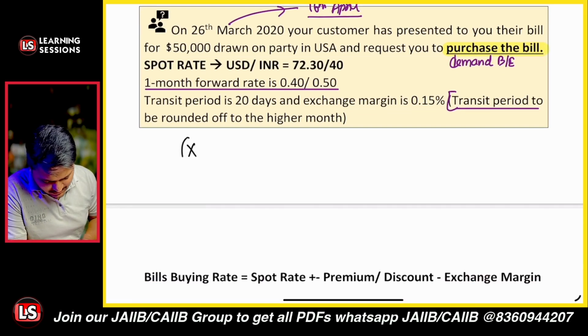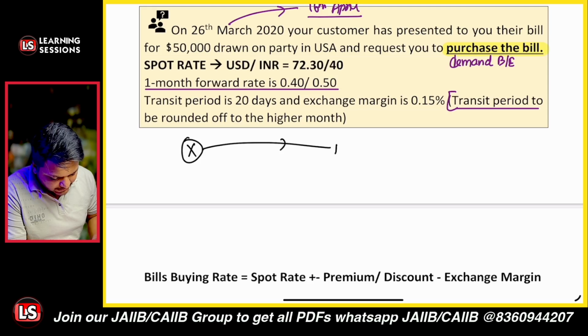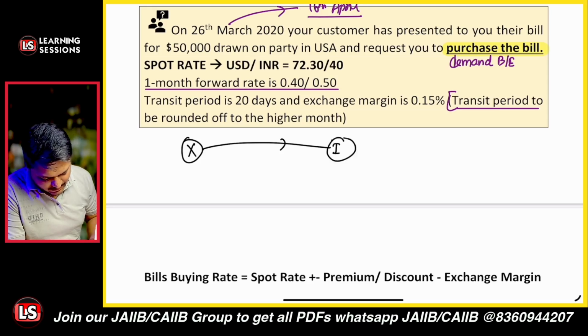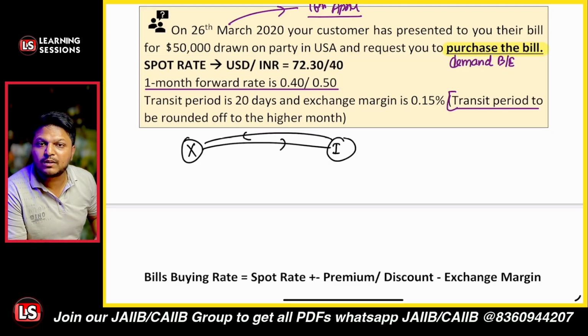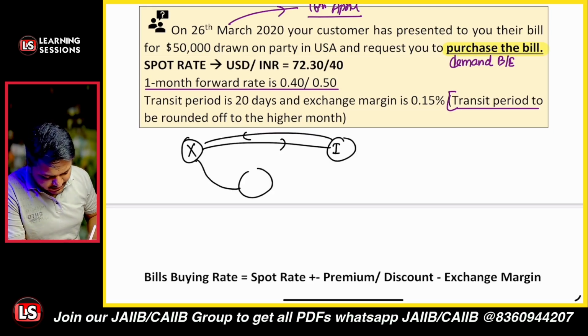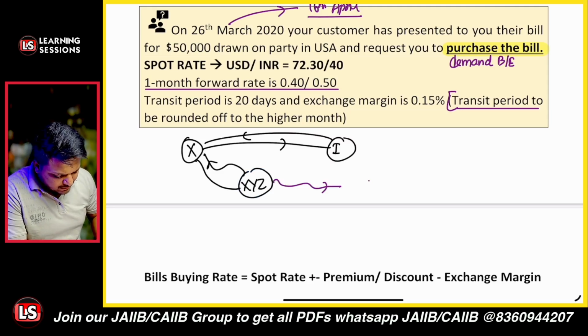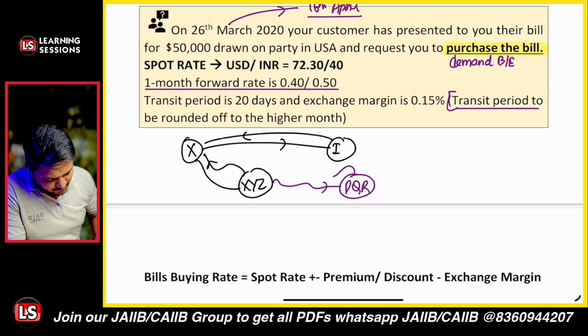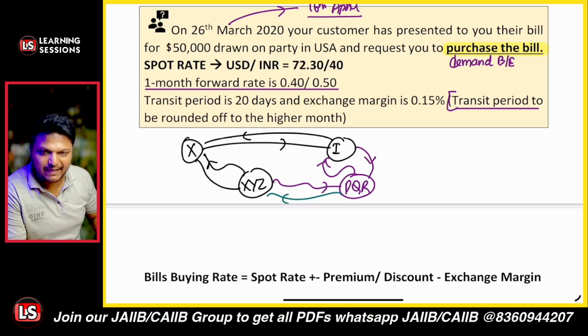Let's say person X is an exporter who draws a bill on person I, who is the importer, and the bill is accepted by person I and returned back to person X. Person X presents this bill to XYZ bank. The bank discounts the bill and gives the money to person X. Now XYZ bank will forward the bill to the correspondent bank, let's say PQR bank in the country of person I. PQR bank will present the bill to person I, the payment will be made by I to PQR, and PQR, after deducting their fees, will pay the money back to XYZ. So this is the whole scenario which is going to happen.